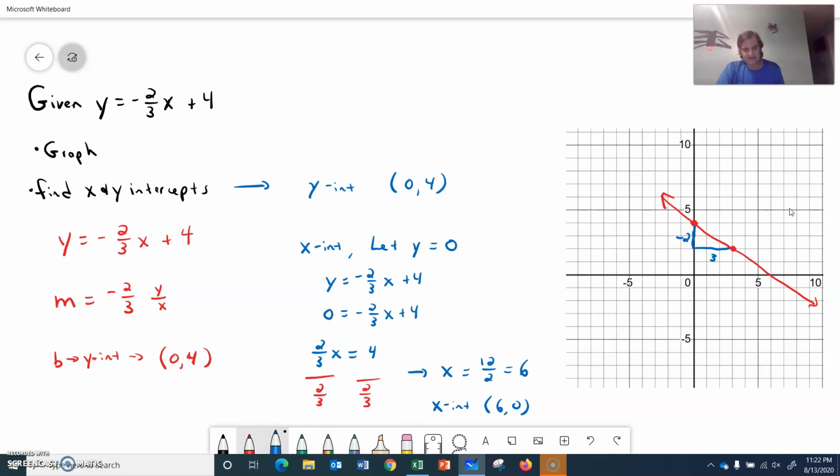So let's see if that shows up on our graph over here. It may not look exactly like it, but there is the (6, 0) as far as being on the x-axis. Okay? So we did both things. We could graph that either from the slope-intercept, which would be the top 2 points, (0, 4) and probably (3, 2). Or I could use the x and y intercepts, which would be (0, 4) and (6, 0), and they would both give me the same line.